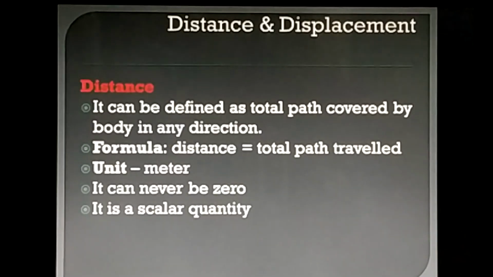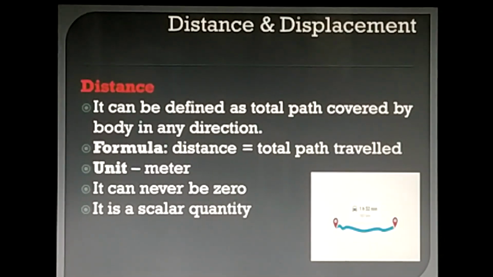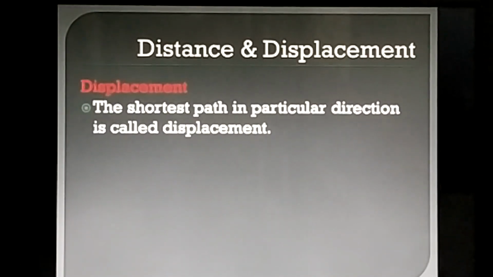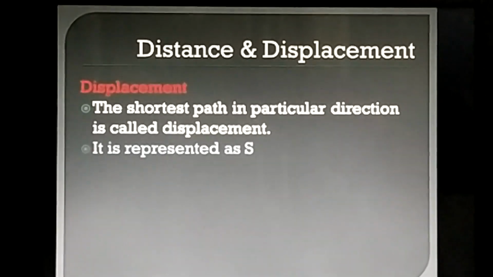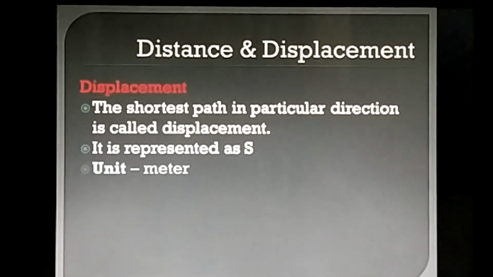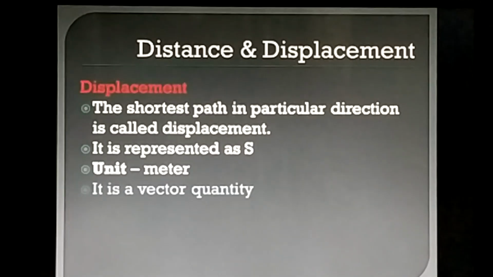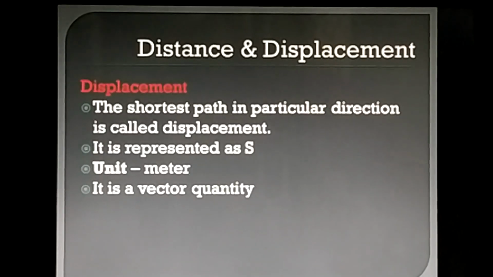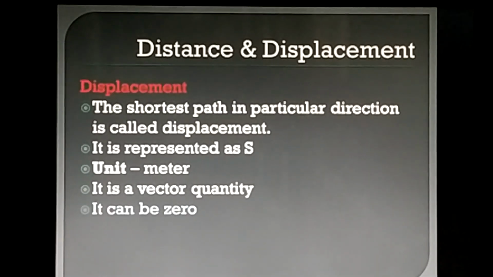So it is considered as a scalar quantity. Next is the displacement. Displacement is the shortest path covered by the body, or we can say the shortest path in a particular direction. It is represented by S. Its SI unit is meter. It is a vector quantity, which shows the magnitude as well as the direction. So displacement is considered a vector quantity.